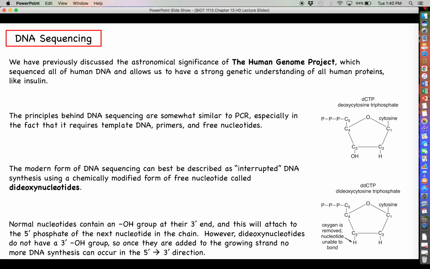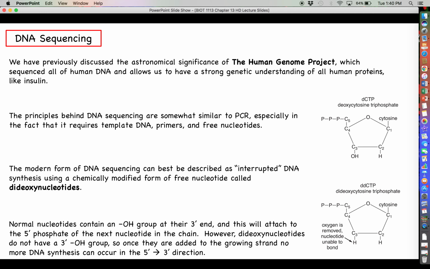So that's what normal nucleotides look like. Normal nucleotides do have the 3' hydroxyl group that you can see right here. We call it 3' because it's stuck to the third carbon on the carbon chain here. Dideoxynucleotides are special because they have had that 3' hydroxyl group removed.